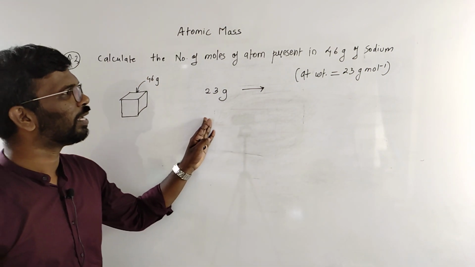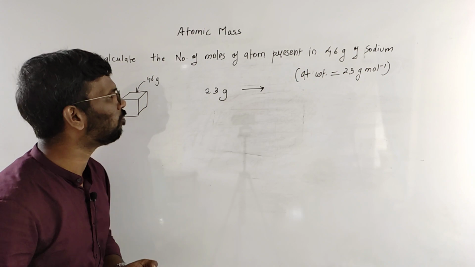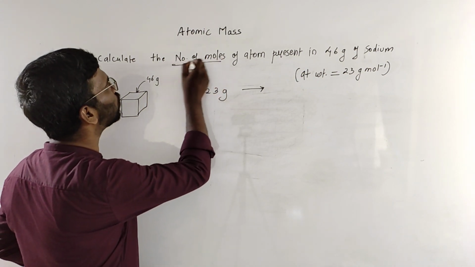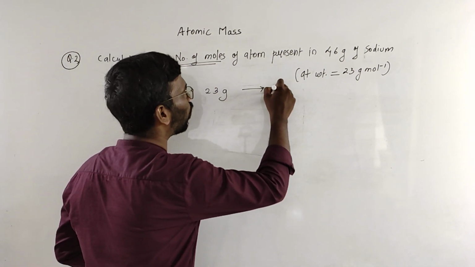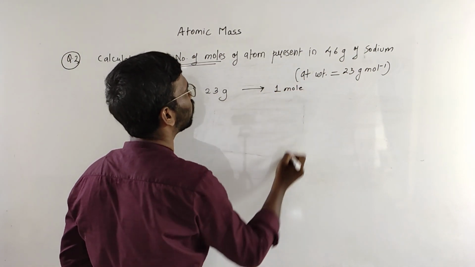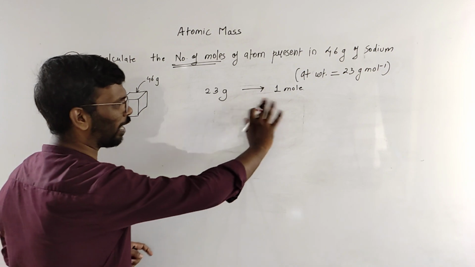So 23 grams. Now what am I finding? I am finding the number of moles. So 23 grams is equal to how many moles? It is equal to 1 mole. Students, you have to take a lot of care over here.